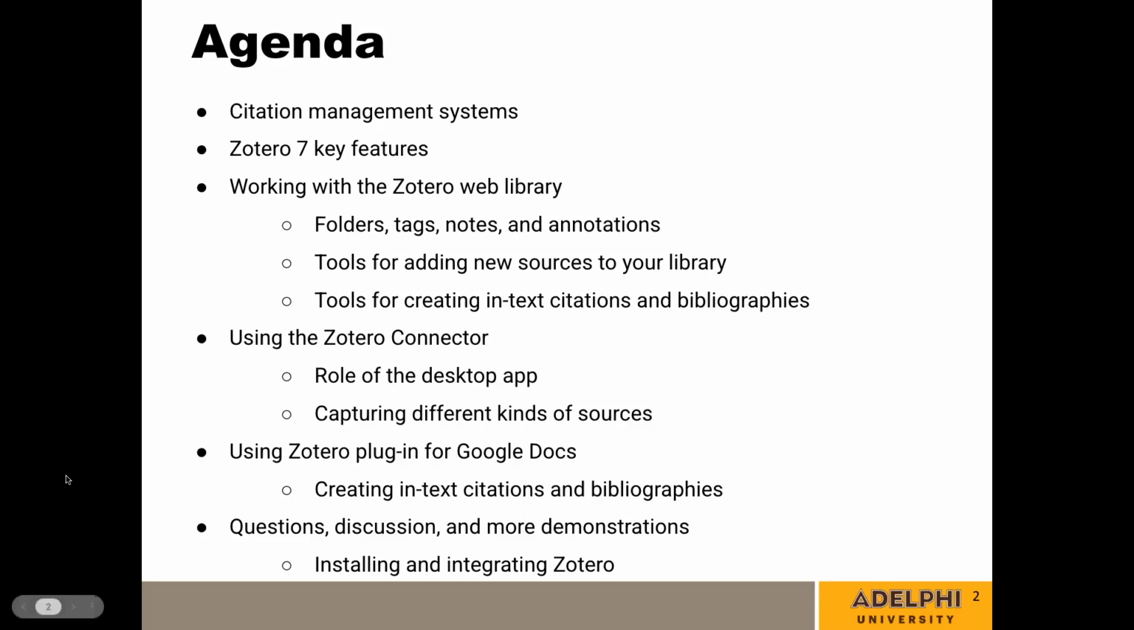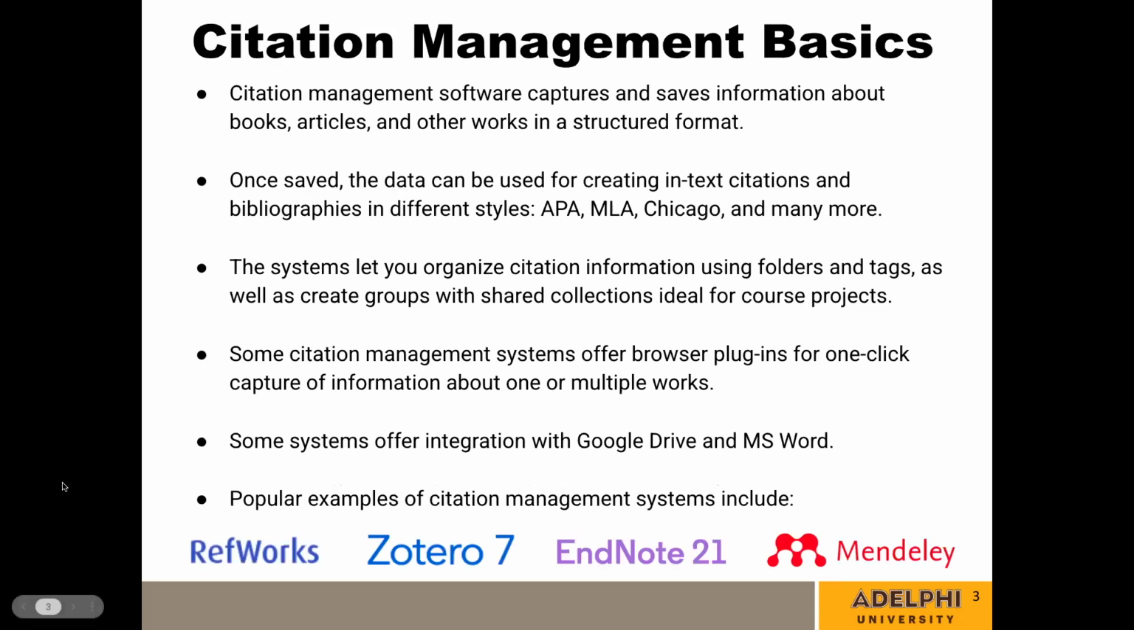What are citation management systems? Well, basically, they capture and save information about sources that you use in your research, whether they be books or articles. It could be a website. It could be anything that you're going to cite in a paper, and you're going to be able to save that information in a structured format.